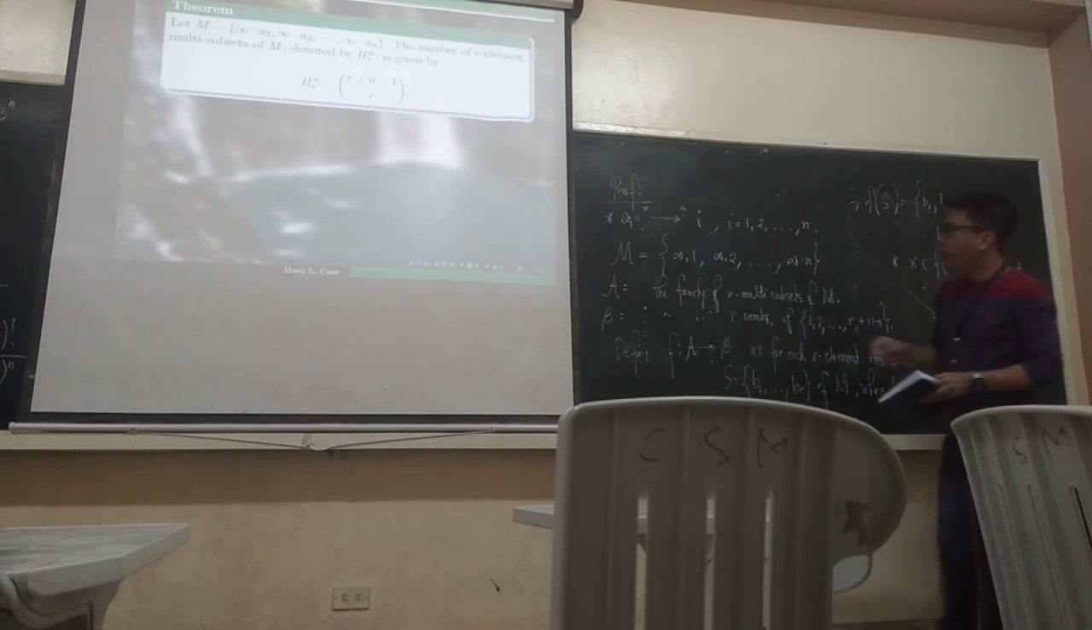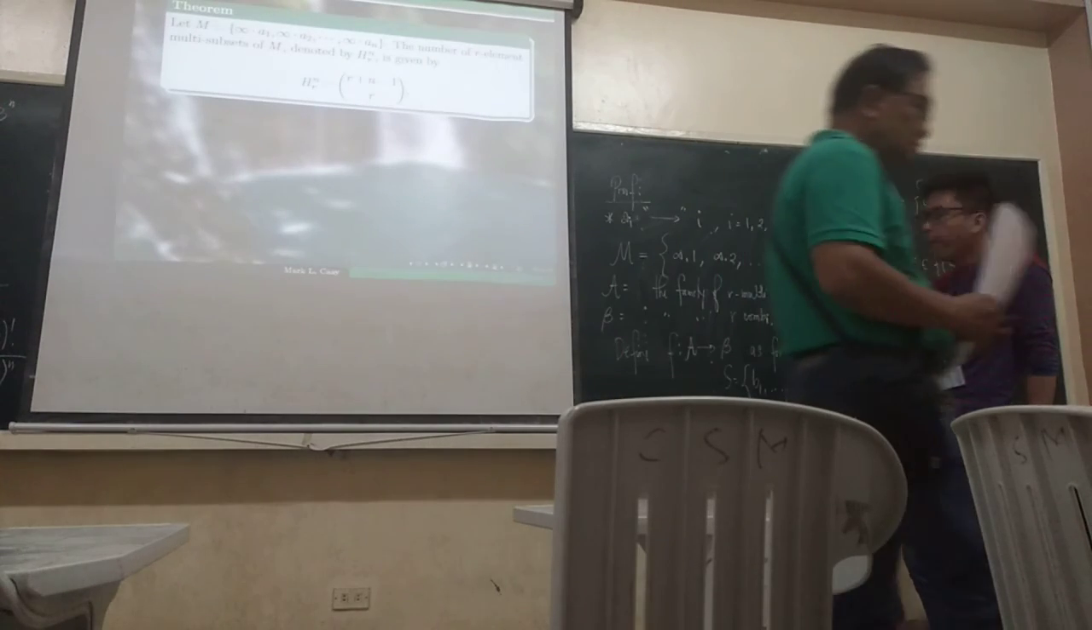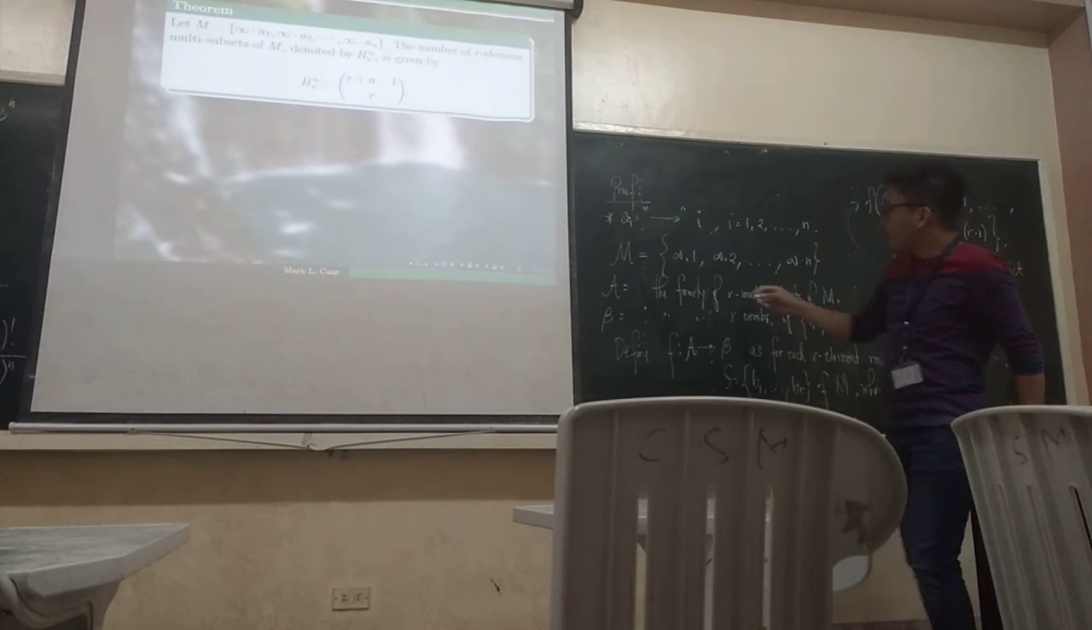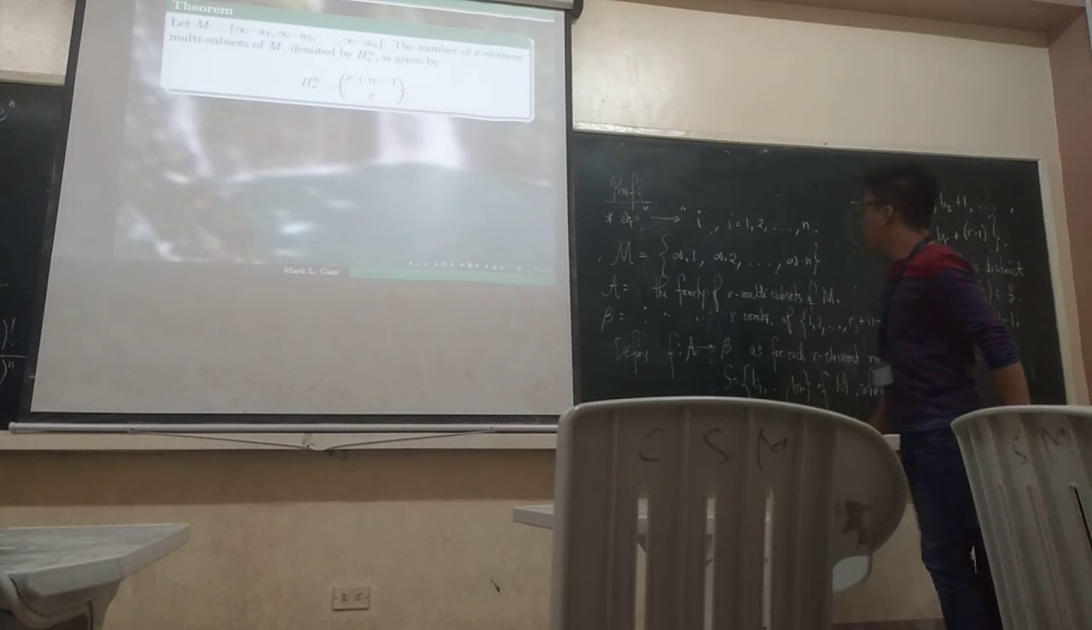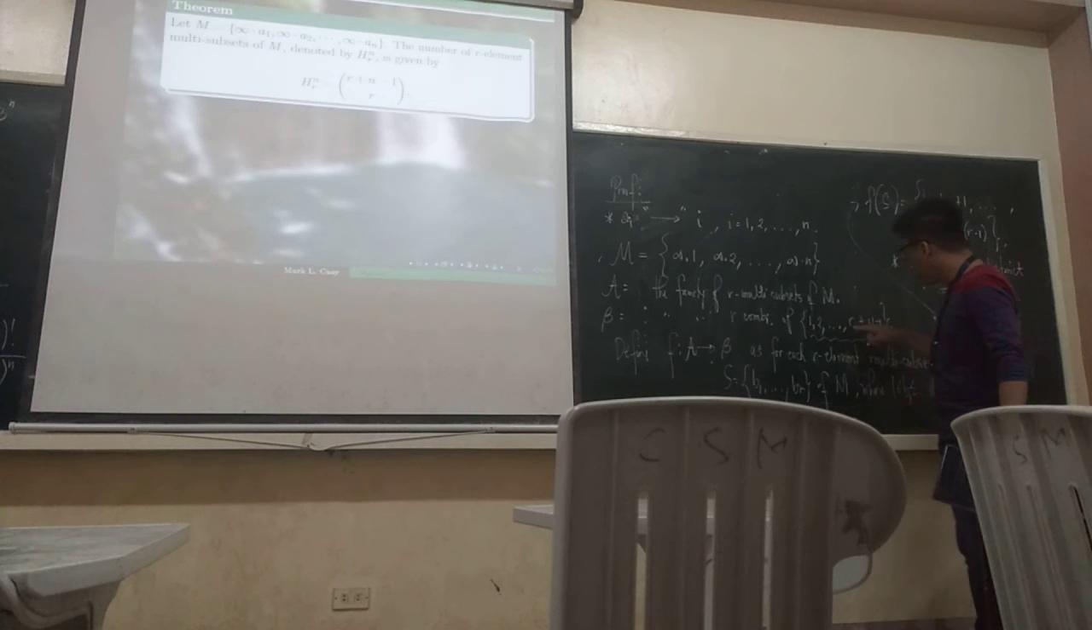Okay, so for convenience, your Ai, those A1 to AN, I'll write this as 1 to N instead. Now, consider this multi-set, meaning unlimited number of supplies. Suppose A is the family of R multi-subsets of M, and B is the R combinations of 1, 2, up to R plus N minus 1.